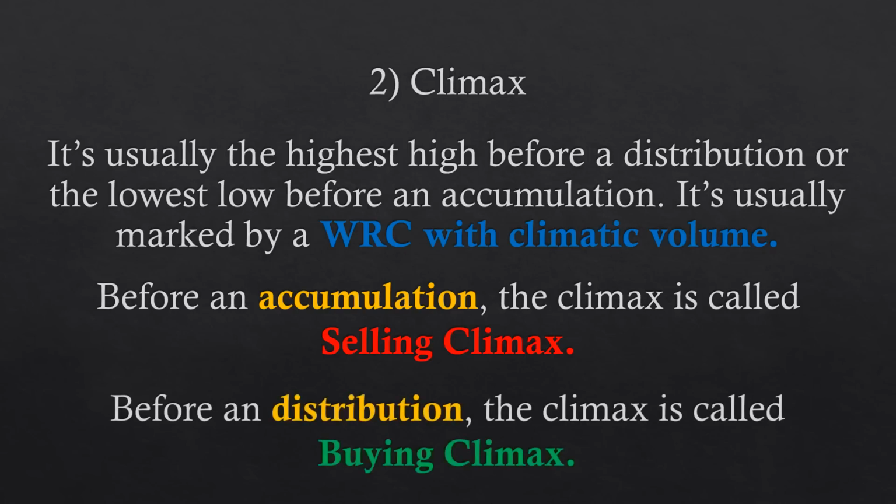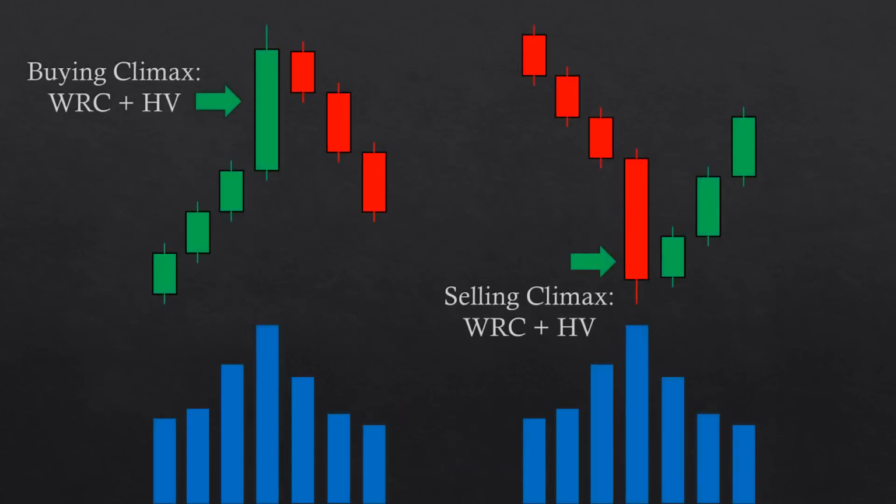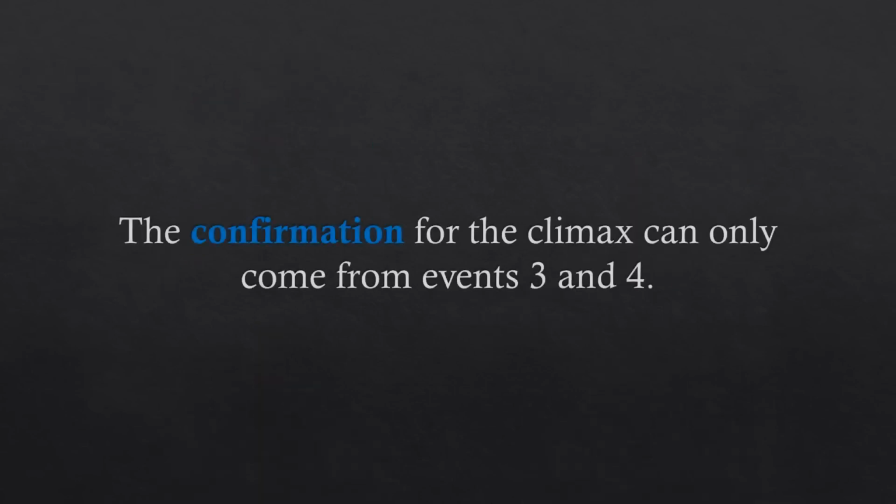As the event name suggests, the climax will usually appear as a wide range candle with high volume, but not necessarily. The climax might also appear in similar structures to the preliminary stop, meaning a set of narrow range candles with high volume, or a candlestick with large tail and high volume. In this illustration, you can see the textbook version of the buying and selling climaxes. The confirmation for the climax can only come from event number 3 and 4, which we'll study next.